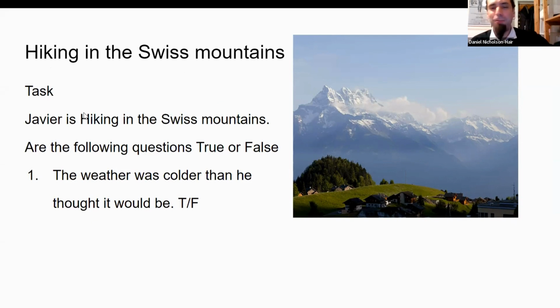So let me read the task for you. Javier is hiking in the Swiss mountains. Are the following questions true or false? Number one, there is only one question because I didn't write a whole listening task. The weather was colder than he thought it would be. Okay, and in the chat box, please write if you think that's going to be true or false.